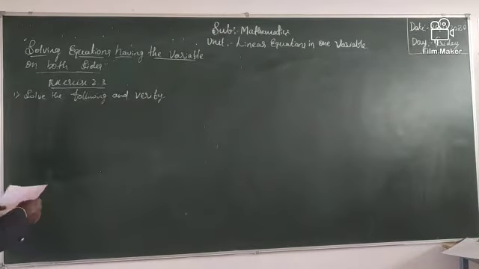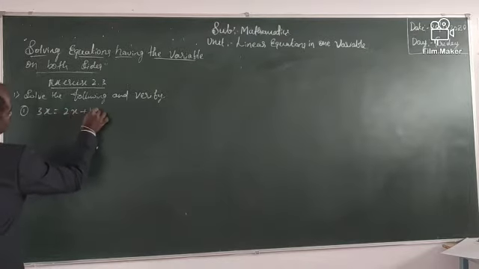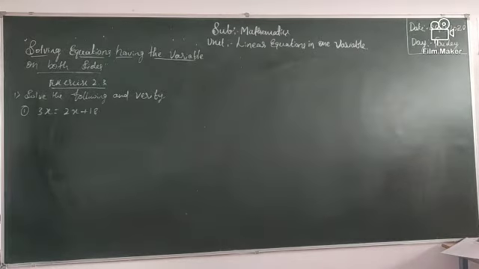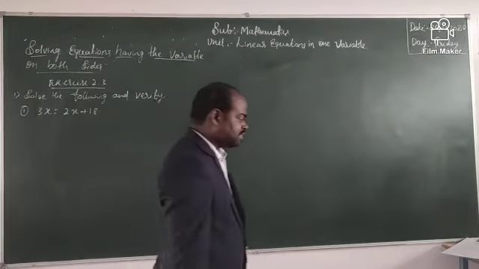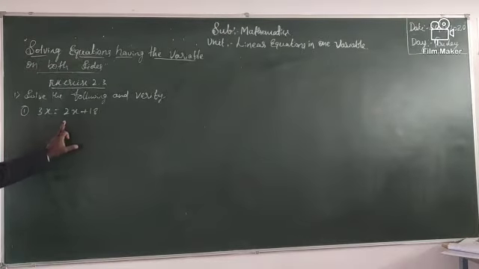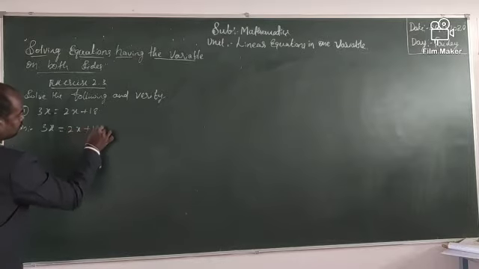See, first problem, first one: 3x equal to 2x plus 18. Okay, children, see here, 3x equal to 2x plus 18. This is the problem. We have to solve this. The first step is to write the problem as it is. Once again, 3x equal to 2x plus 18.